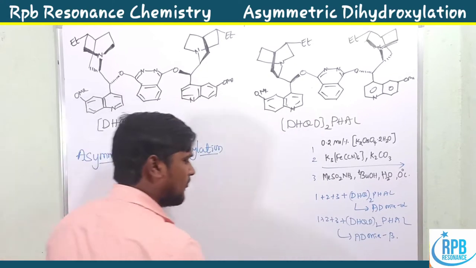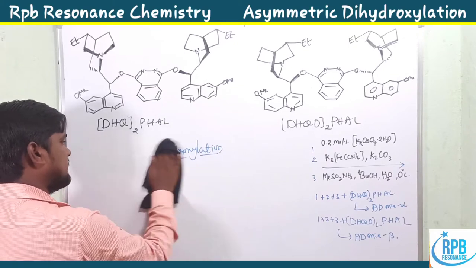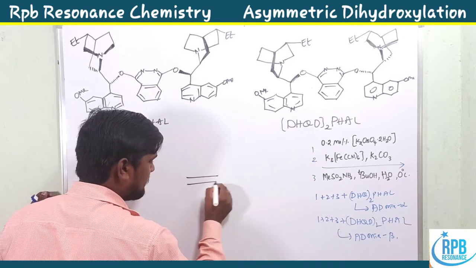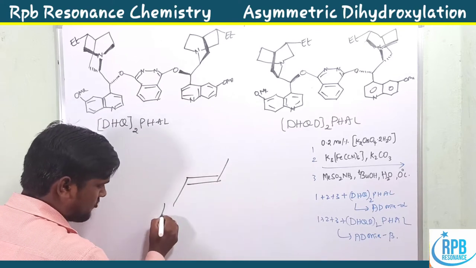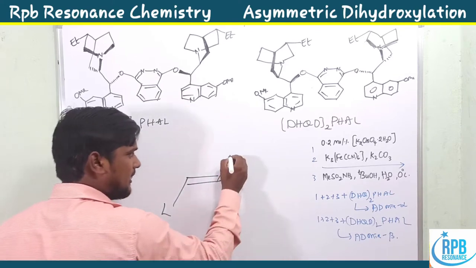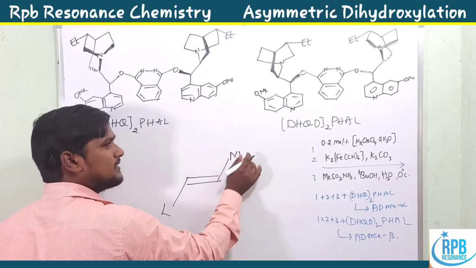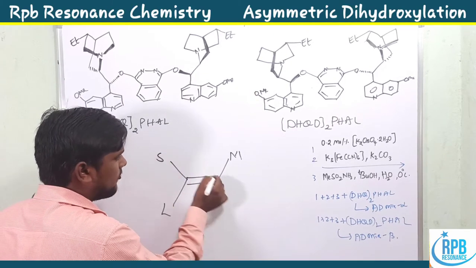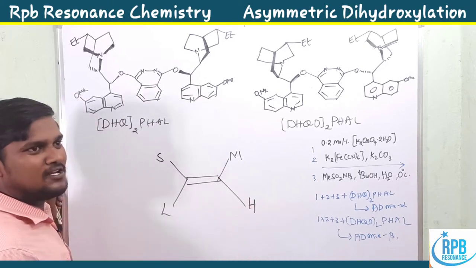Now let us see the advantage of these chiral ligands. This is used for asymmetric dihydroxylation. So this is the olefin. A large group is present at the left side bottom corner, and a medium group is present at the quite opposite, the right side top position. Again, a small group and hydrogen. So this is the arrangement of the olefin.